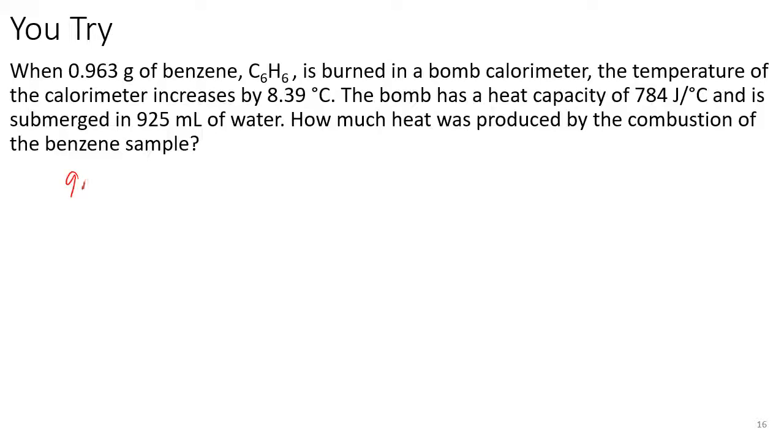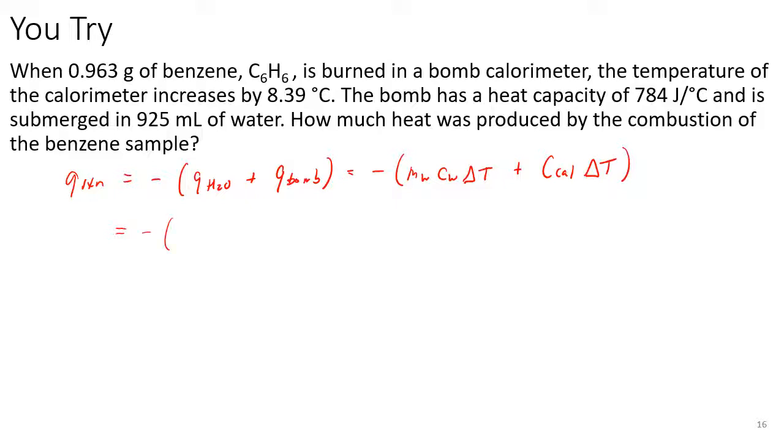So our heat of our reaction will be equal to, and opposite in sign, the heat from the water in the bomb plus the heat that the bomb itself is absorbing. So we're going to have negative the mass of our water times the specific heat of our water times the change in temperature, plus we're going to have the heat capacity of the calorimeter times the change in temperature. Our heat of our reaction will be negative.